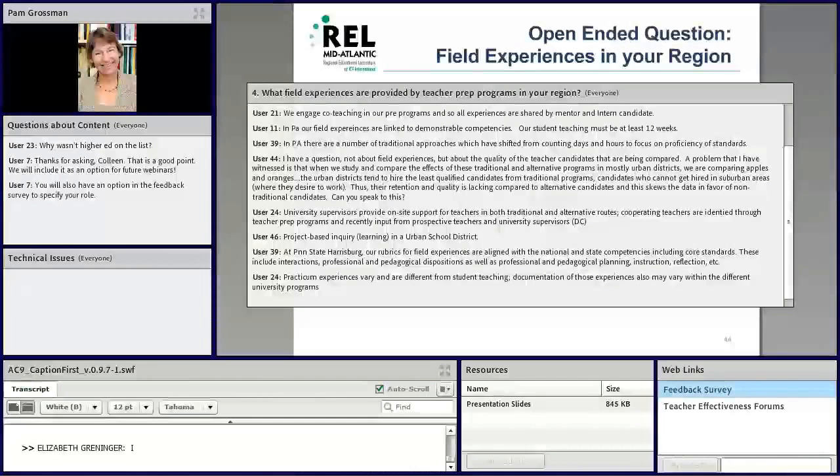And I also see another comment about project-based inquiry learning as part of the field experiences. What's your understanding and knowledge about that? So again, going back to that capstone project that showed up as something that predicted student achievement, in some instances those capstone projects were an example of teacher inquiry or teacher research in which the pre-service teachers were investigating something in their classrooms, and that was part of the requirement for completing the preparation program. And in a number of programs, that kind of emphasis on teacher inquiry and studying one's own practice is part of the preparation experience.